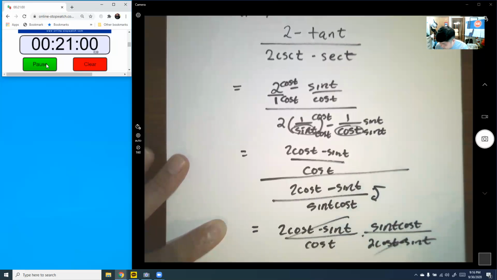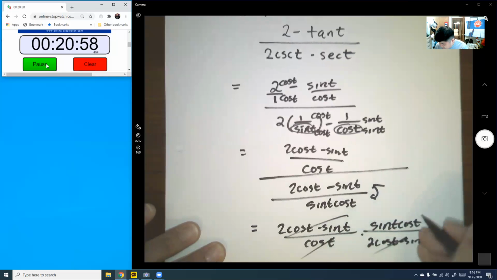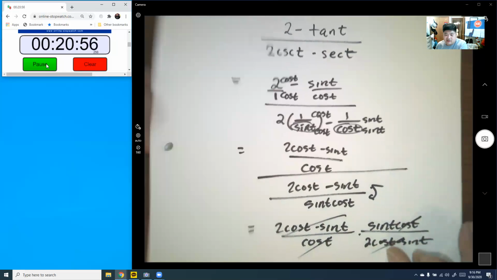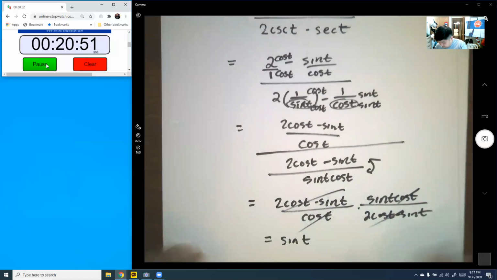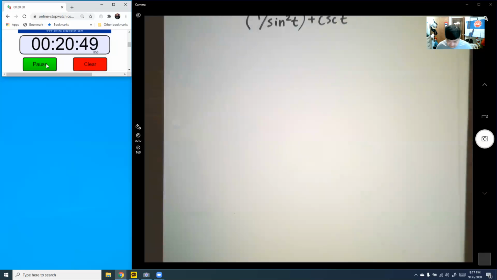Then 2 cosine of t minus sine of t divides out, and cosine of t divides out. So I'm left with sine of t. So that is that one. That all ends up being sine of t.